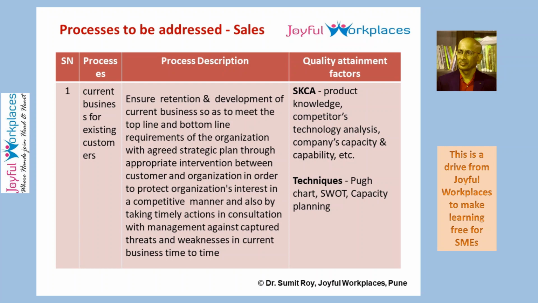Another process which can be considered here is sales. Here we are going to consider one process related to sales, and that is current business for existing customers. As we know, for the sales department, maintenance of the current business by interaction with the existing customer is a key to meeting the organizational strategic plan. Any reduction in current sales will definitely lead the company to a major financial issue.